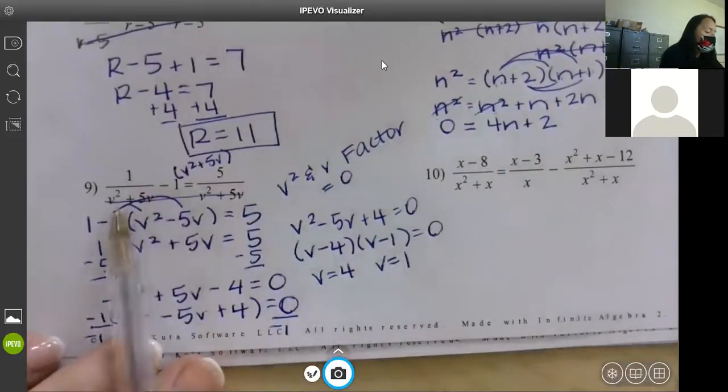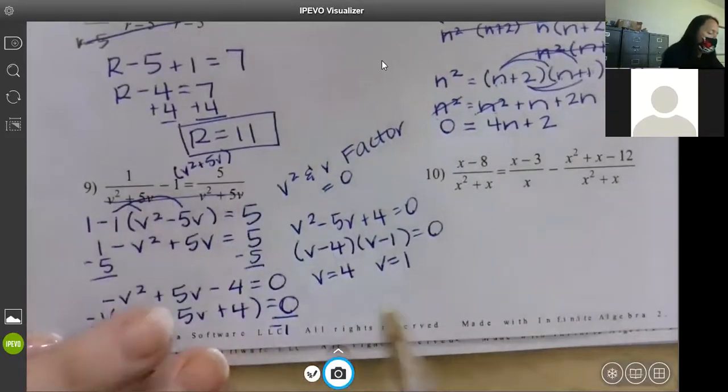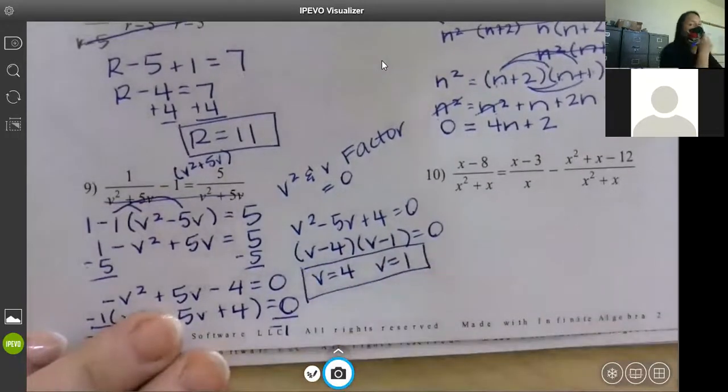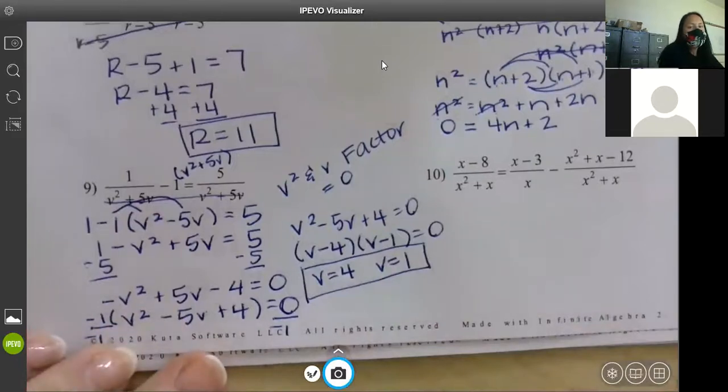If we plug those into the denominators, they are not going to give us zeros. So this one actually has 2 solutions. 2 solutions. And then one more.